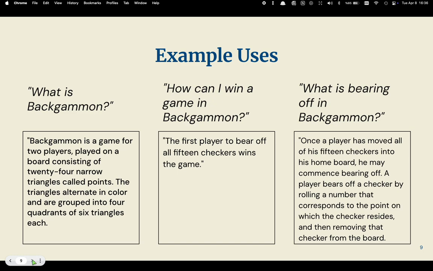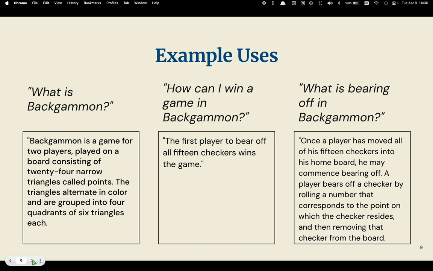Another question I asked was what is bearing off in backgammon, kind of piggybacking off the last question. And it answered: once a player has moved all of his 15 checkers into his home board, he may commence bearing off. A player bears off a checker by rolling a number that corresponds to the point on which a checker resides and then removing that checker from the board.